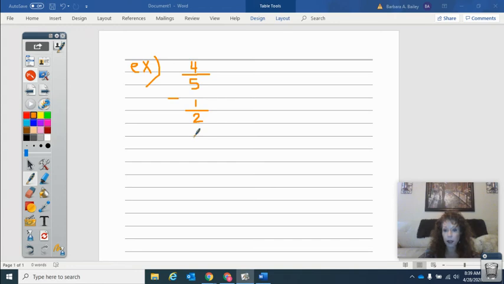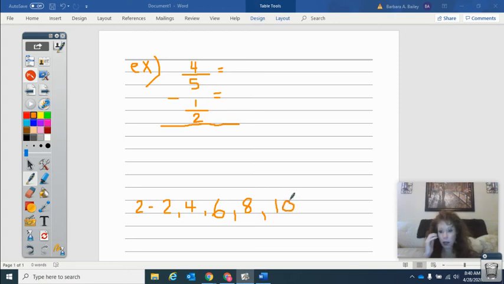So I'm going to, again, find a common denominator by listing the multiples. All right, so I'll start with 2 because I like to start with the smallest number. So 2 times 1 is 2. 2 times 2 is 4. 2 times 3 is 6. 2 times 4 is 8. 2 times 5 is 10. Okay.